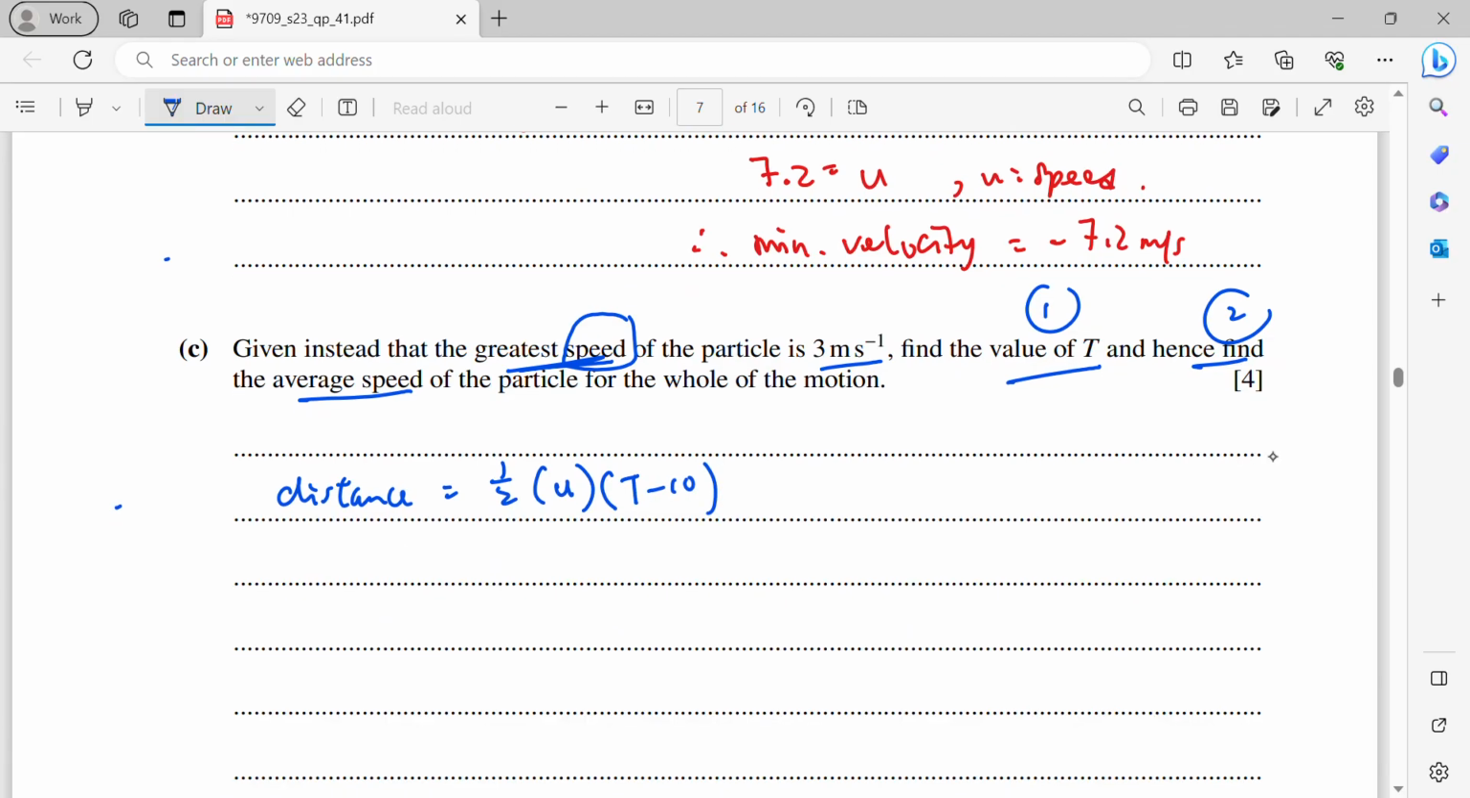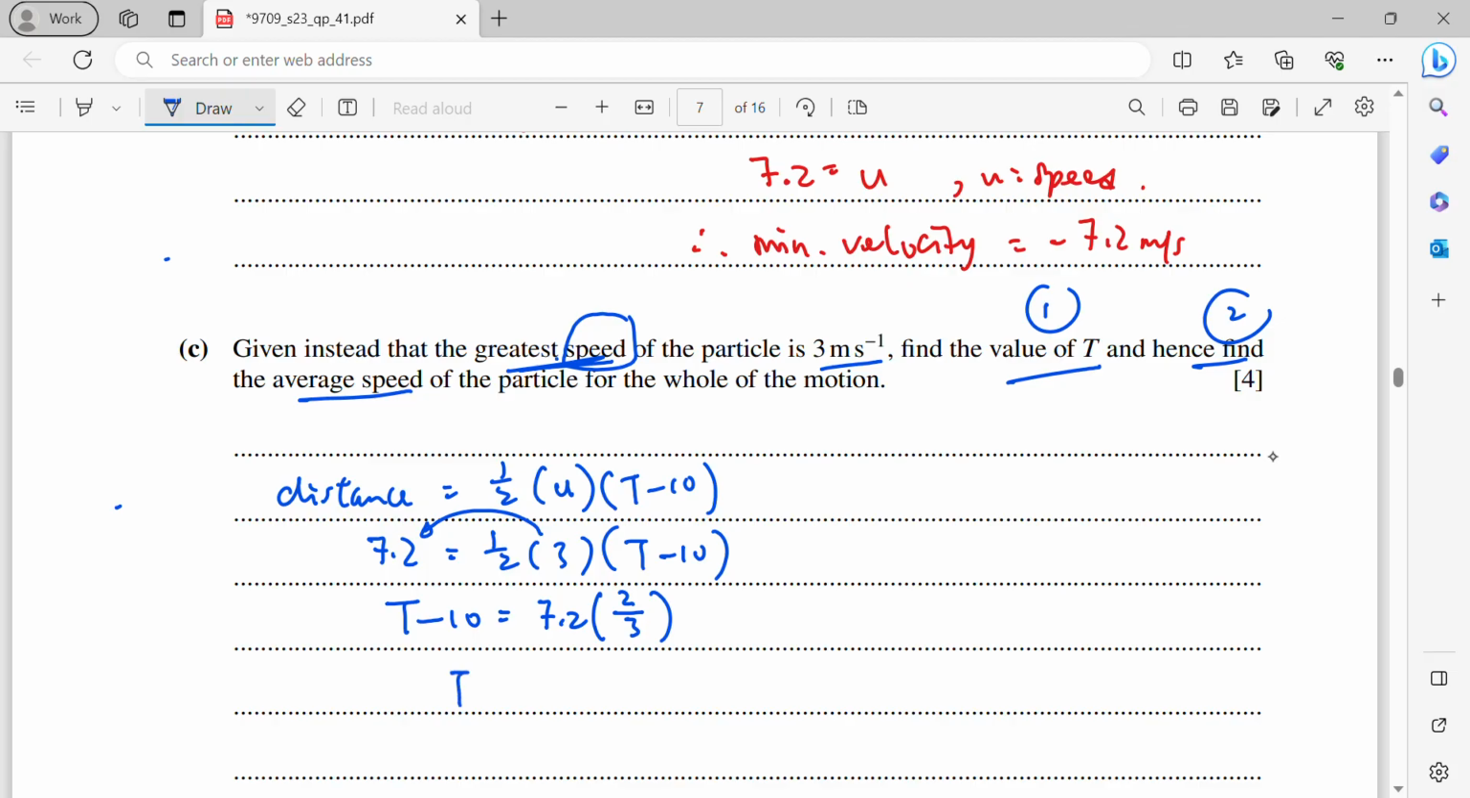Now the distance is 7.2 because that is the journey back to the original point. Now half the greater speed is going to be 3. So here will be 10, t minus 10. Then I move all these terms to the left side and keep the t minus 10, so I will write t minus 10 equals 7.2. Now half times 3 is 3 over 2. When I move the 3 over 2 to the right side, it becomes times 2 over 3.